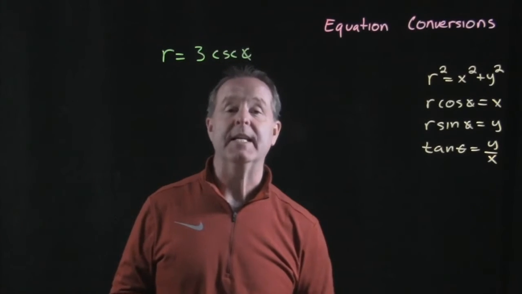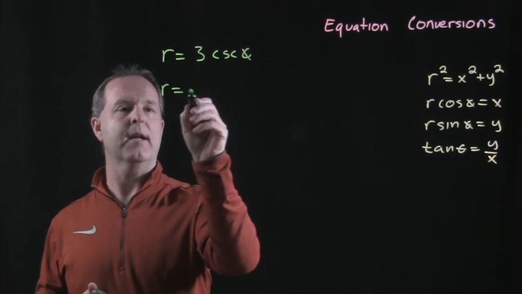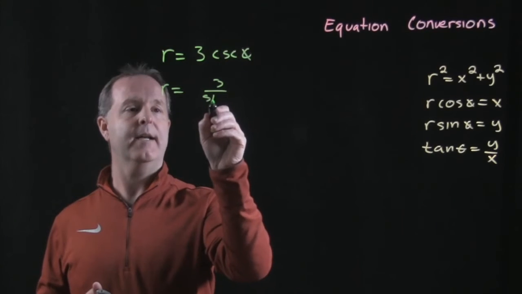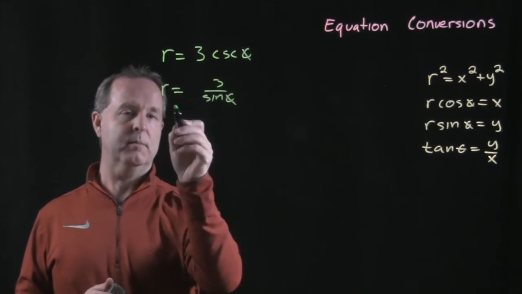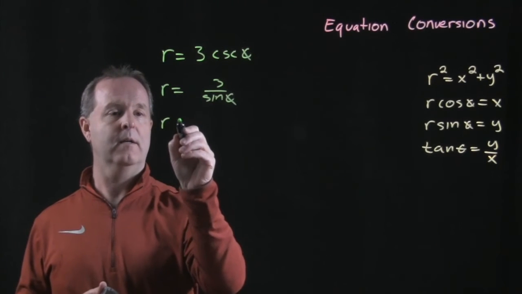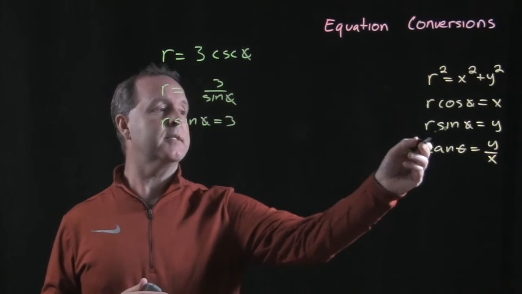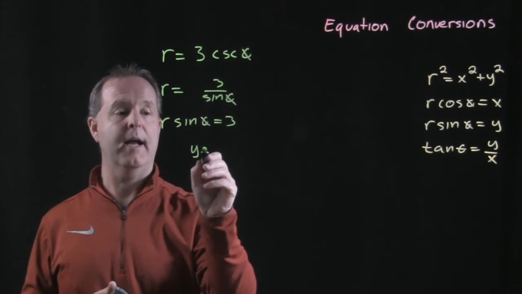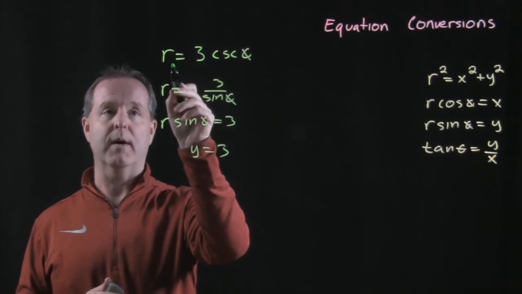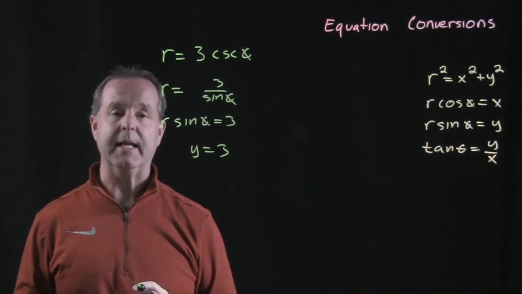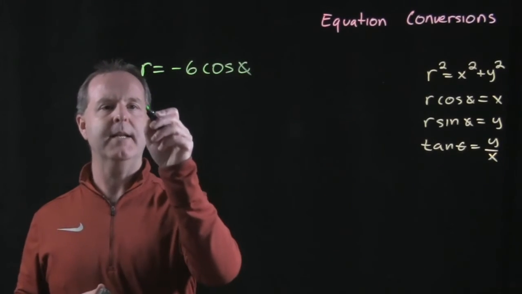r equals 3 cosecant theta. Let's convert it to sine since we're more familiar with that. So that's r equals 3 over the sine of theta. From there, let's multiply both sides by the sine of theta. So I get r sine theta equals 3. And I remember r sine theta was y. So this is the line y equals 3 in rectangular coordinates, which matches up with the polar equation r equals 3 cosecant theta.